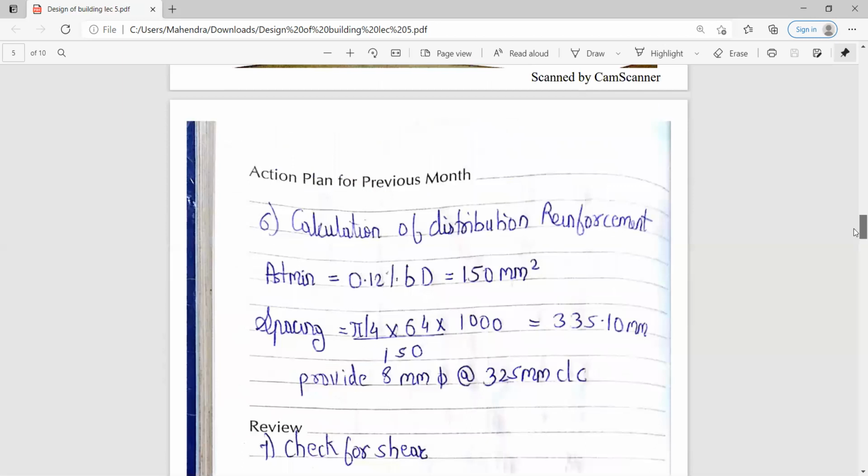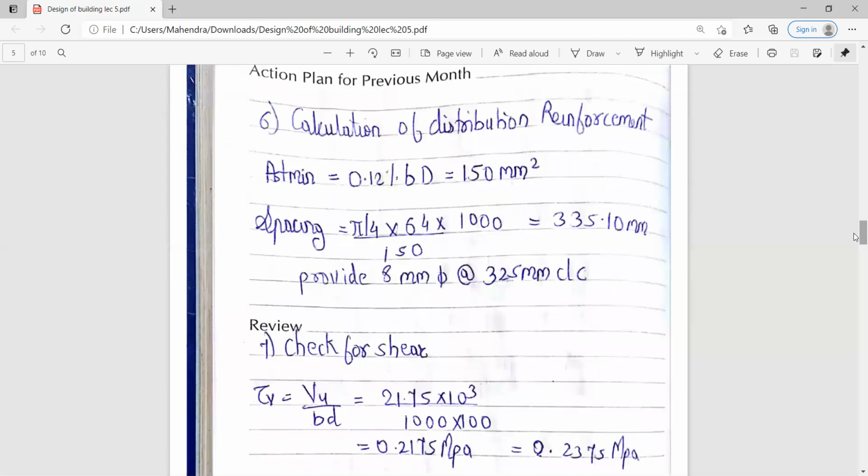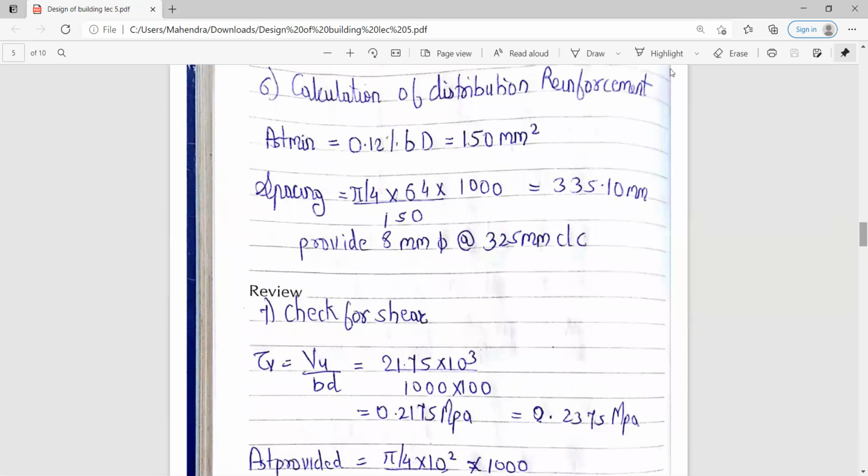So for distribution reinforcement, again you need to calculate AST minimum. To calculate AST minimum, you use 8 mm bars. You are having the formula, that is 0.12% of B into D. So substitute all the values for B and D, that is 1000 and 100. Then you need to calculate AST minimum. So AST minimum you get 150 mm square.